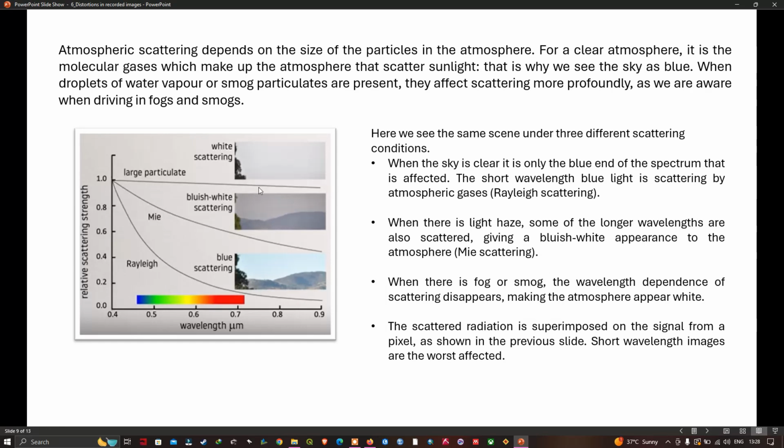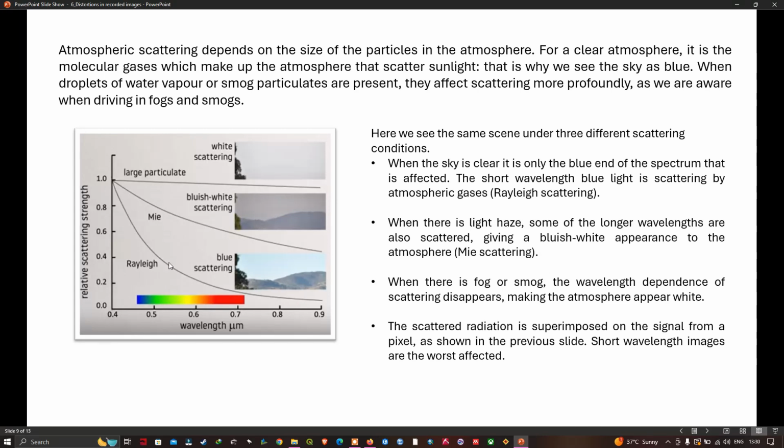So at the top here the atmosphere is foggy, containing large scattering particles of water. Scattering from a clear atmosphere is called Rayleigh scattering. It is strongly wavelength dependent, as we have shown from the graph here. You can see that the blue light is scattered the most.